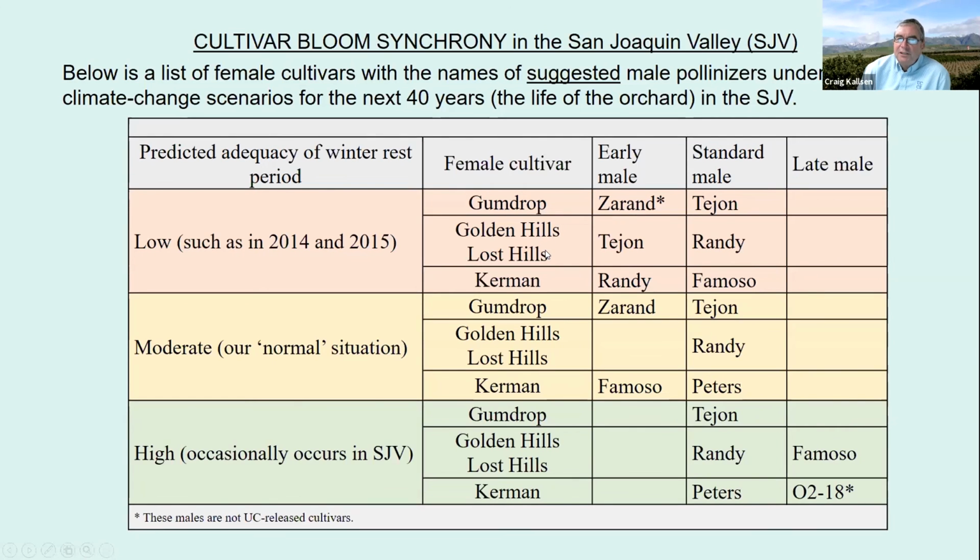For Golden Hills and Lost Hills, Randy usually does a great job, but because we're thinking the chill is going to get less, I would include some Tajon as the early male. For Kerman, I would choose Randy as the early male and Famoso as the late male.